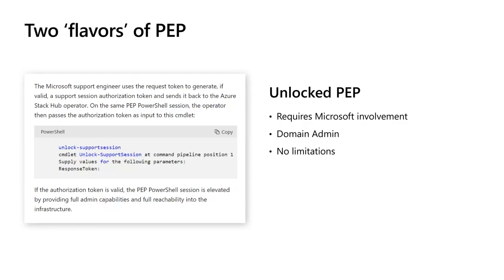However, when things go wrong, the PEP is also the primary way for Microsoft engineers to get access to the stamp for troubleshooting purposes. Since it's a bit difficult to do anything when the stamp is so locked down, once a support case is raised, a Microsoft support engineer can do something called unlocking the PEP session. This process is also called breaking glass, and what it does is it elevates the PEP session to domain admin level privileges and basically gives you free rein on the Azure Stack Hub infrastructure, with the caveat that there's a support engineer on call with you monitoring your every move.